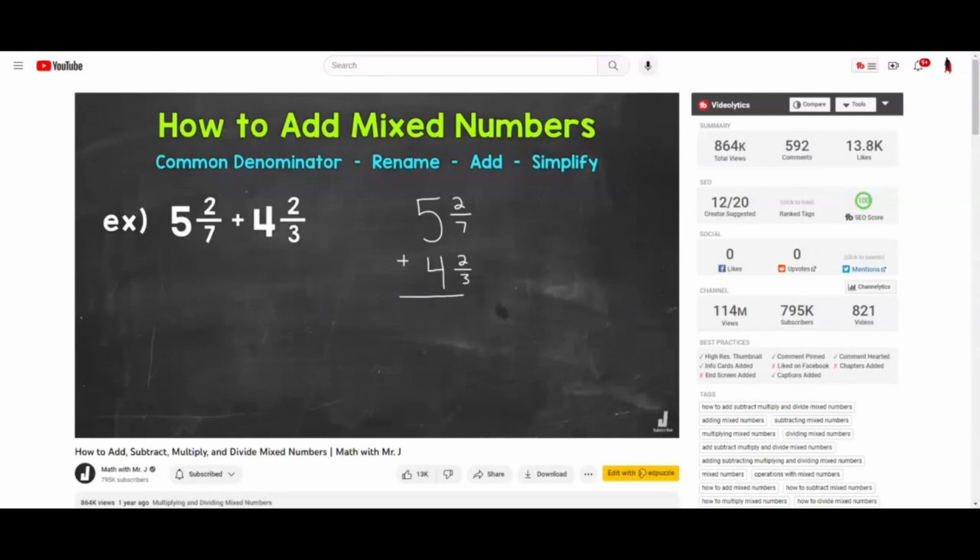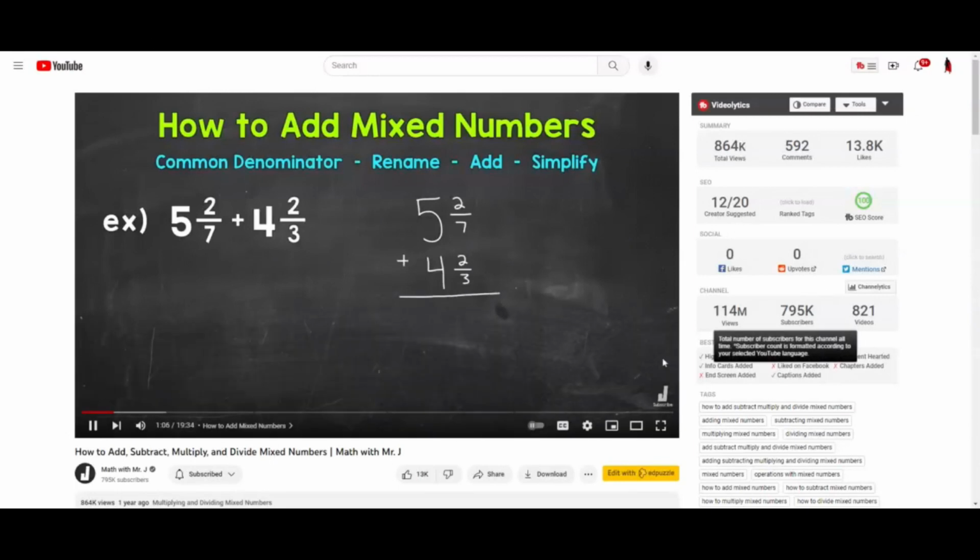2/3. So once we do that, we need to find a common denominator. We're not able to add because we have a 7 and a 3 for our denominators. We need a common denominator in order to add the fractional part of these mixed numbers. So in order to find a common denominator, we need to find a least common multiple, and that's going to be our least common denominator.